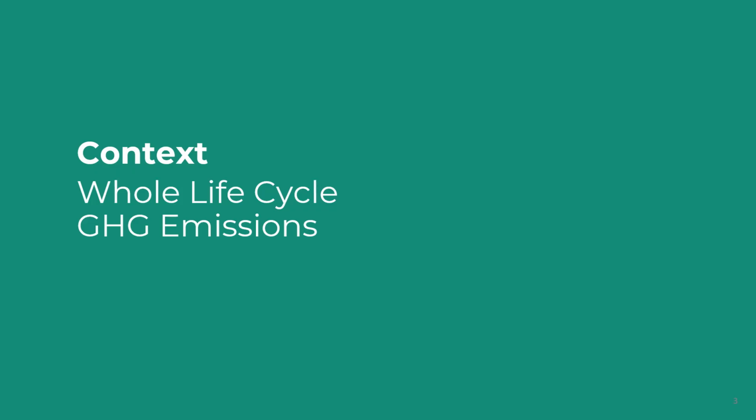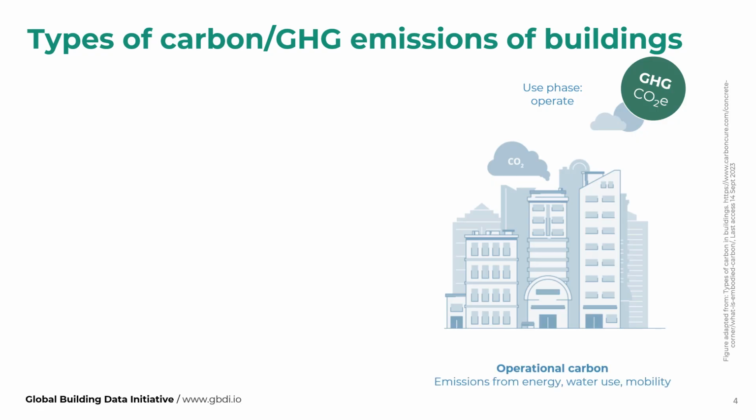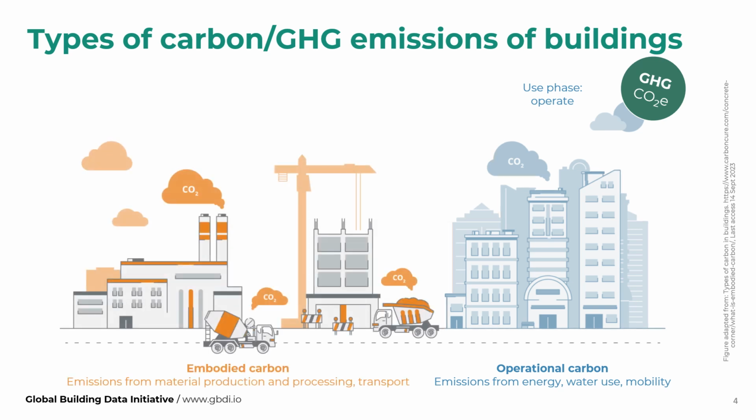But let me start by giving you a quick context on whole life cycle greenhouse gas emissions in buildings. There are different types of carbon or greenhouse gas emissions of buildings. The one that is most known are the so-called operational carbon emissions that arise due to the use of energy, water, also building-related mobility during the use phase of buildings. But then we also have so-called embodied carbon emissions. Those emissions linked to material production and processing as well as transport of materials.